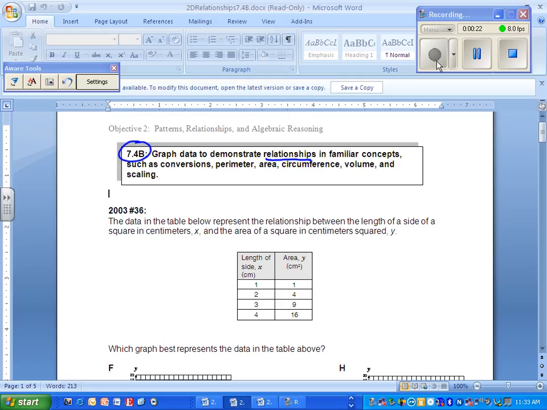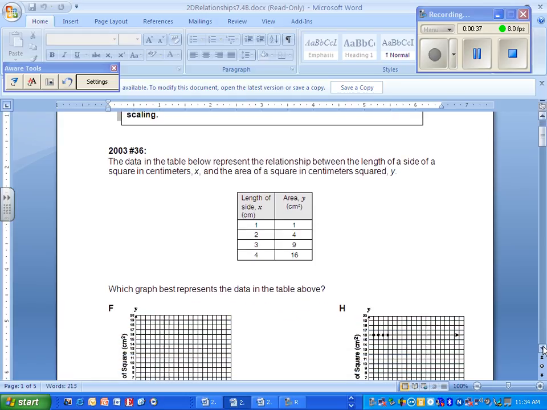So this is where we're going to be dealing with a bunch of graphs, and we're going to look at relationships in all these different concepts. So let's just dig in and see if we can look at these tables and look at these graphs and interpret the information they're trying to tell us.